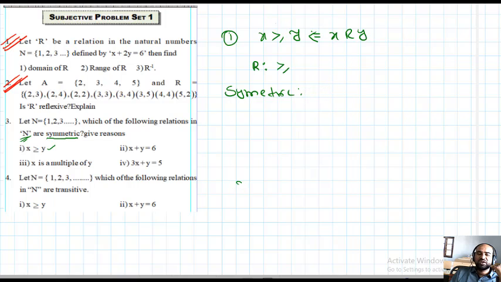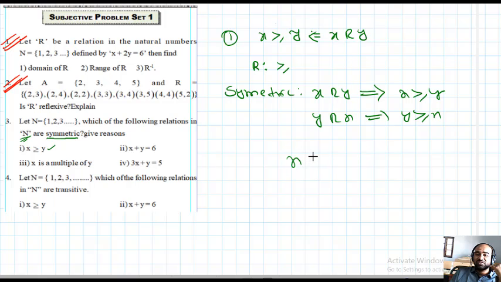What should symmetric be? X related to y should give y related to x. Then R is said to be symmetric. First of all, I will take x related to y. What is the meaning of this? X greater than or equal to y. So, what is y related to x? Y related to x means x greater than or equal to y implies y greater than or equal to x. Not true, unless x equals y. That is why the given relation is not a symmetric relation.